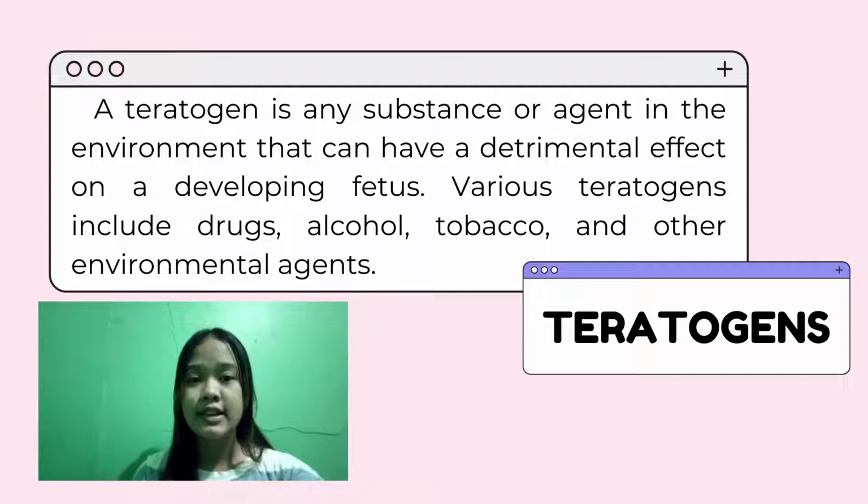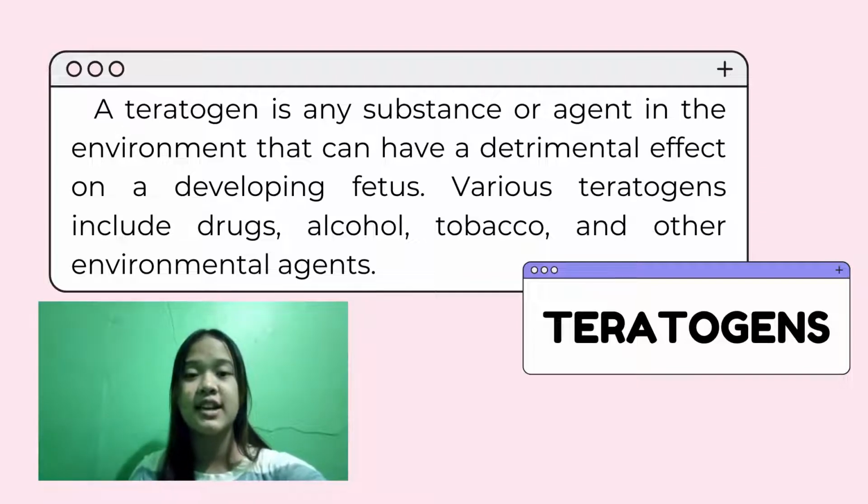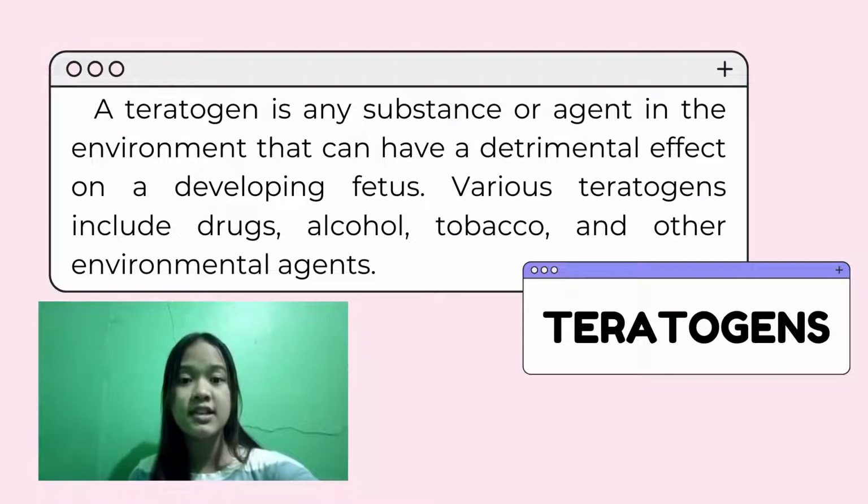Under prenatal development, first is the teratogen. So what is a teratogen? A teratogen is any substance or agent in the environment that can have a detrimental effect on the developing fetus. Various teratogens include drugs, alcohol, tobacco, and other environmental agents. Sometimes they can cause birth defects or abnormalities in a developing embryo or fetus.